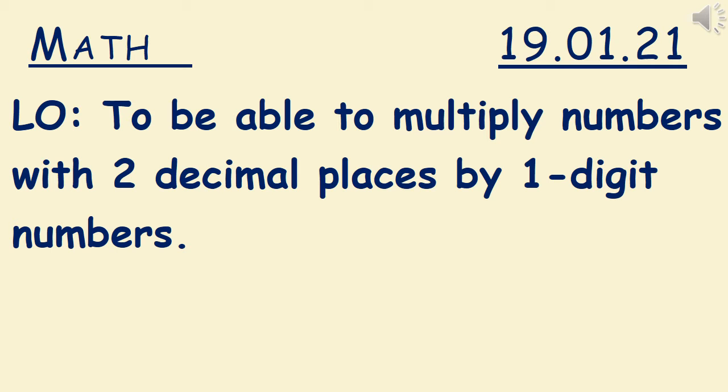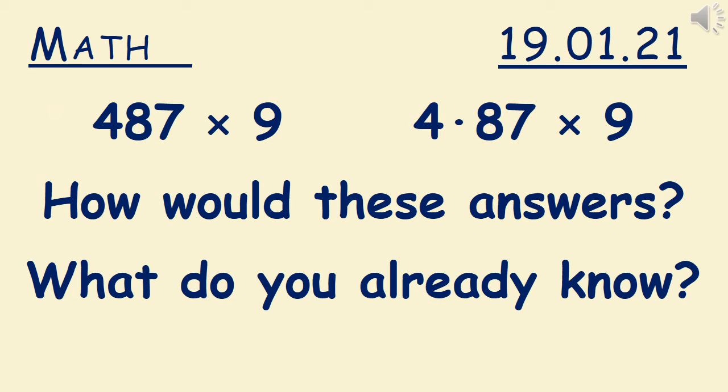Today's learning objective is to be able to multiply numbers with 2 decimal places by 1-digit numbers. Let's look at these two calculations: 487 times 9 and 4.87 times 9. How would you answer these? And what do you already know about these pairs of numbers?